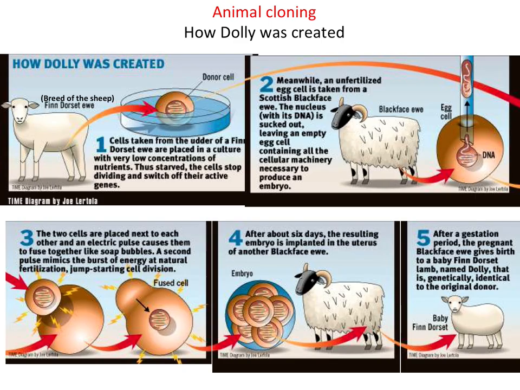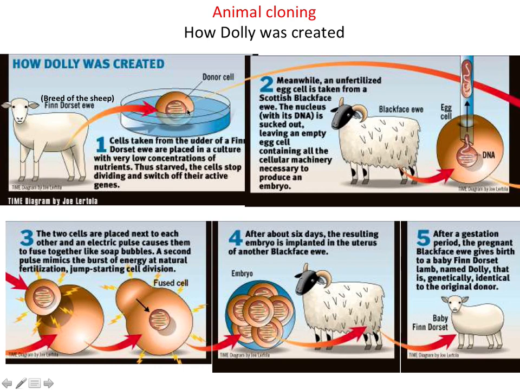Now the animal cloning. As you know, Dolly was the first animal clone, created in Scotland. Here I am explaining the strategy of how Dolly the sheep was created. First, the scientists took the cells from the udder of a Finn Dorset sheep. This is a breed of sheep. From the udder of this sheep, they took the donor cell and placed it in the culture media.